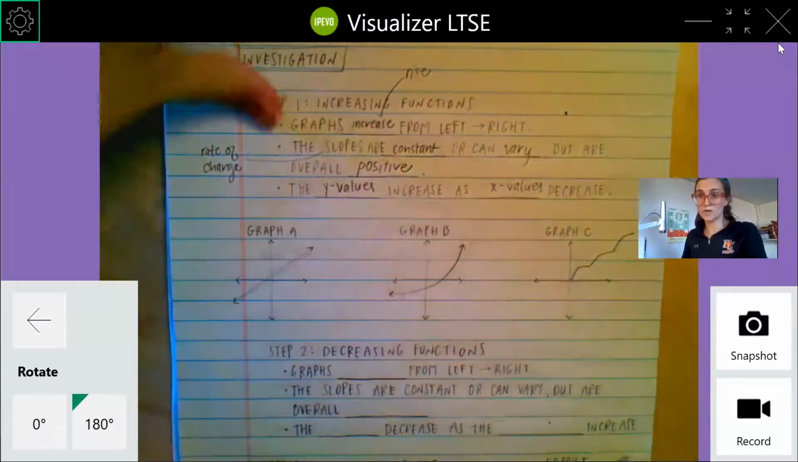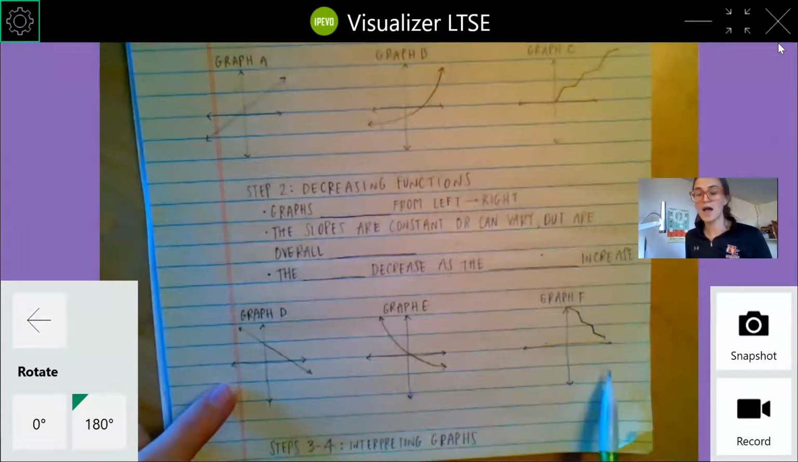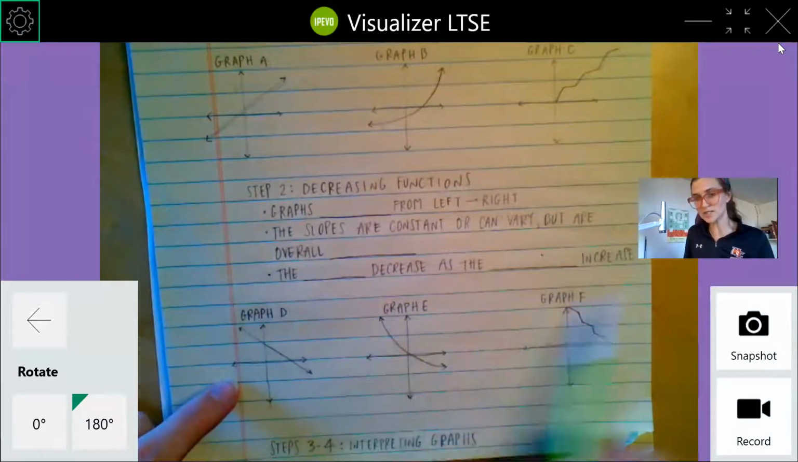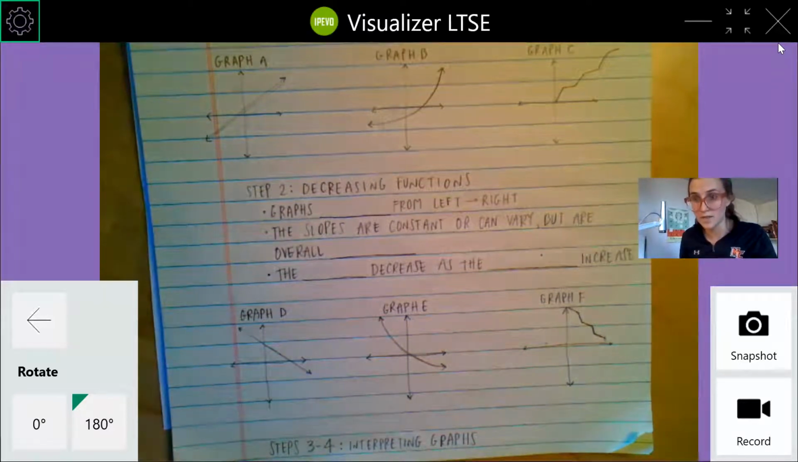So now we'll do the next step. And what I want you to do is take a look at these 3 graphs and take a look at the questions I have written in the investigation, and I want you to try to answer those 2 questions. What do these graphs have in common, and what do you notice about the rate of change, about the slope, right? So take a couple minutes, write that stuff down, and then come back. You can pause the video.